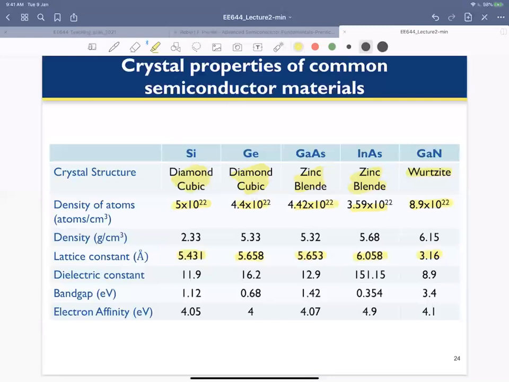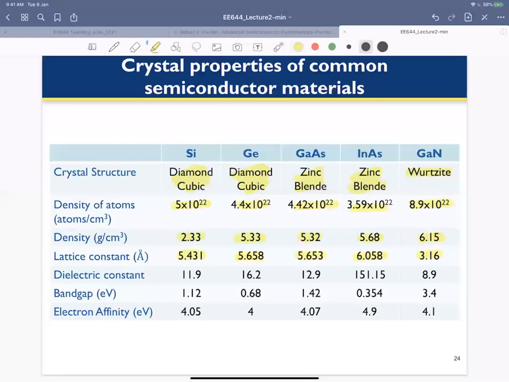Okay. But if you look at the density in gram per centimeter cube, you see germanium is higher than silicon. I mean, the weight of germanium, because germanium is a bigger atom compared to silicon. So your density in gram per centimeter cube in germanium is higher. Gallium arsenide is similar to germanium. Indium arsenide and gallium nitride are heavy. Means the density in gram per centimeter cube is different, right?